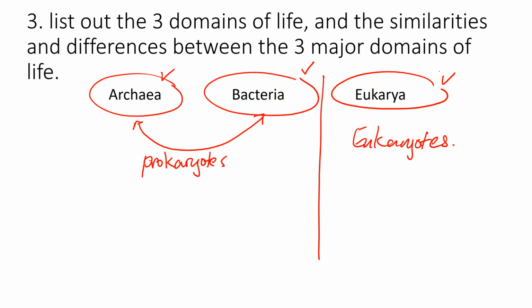So they must all be made out of cells. The cell theory applies to everything that goes into archaea, bacteria, or eukarya. So since they are all living organisms, they are all made out of cells, they must have a cell membrane. They all have a cell membrane, and they have cytoplasm and genetic material.